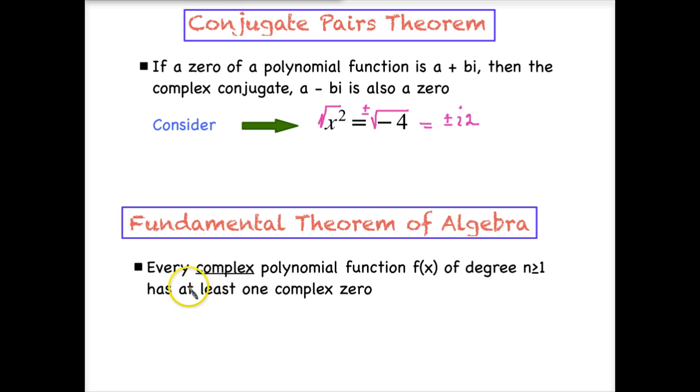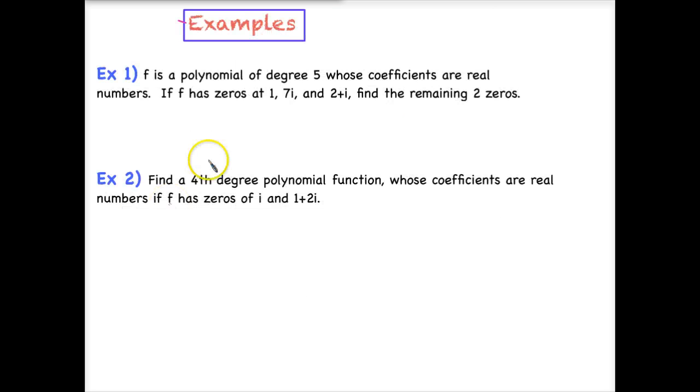The fundamental theorem of algebra says that every complex polynomial function of degree n greater than or equal to 1 will have at least one complex zero. If we have one complex zero, we now know that we will have a pair, so we'll have two. Let's look at some examples.